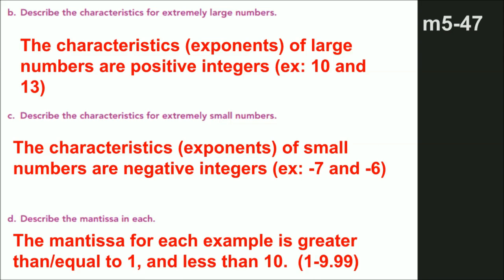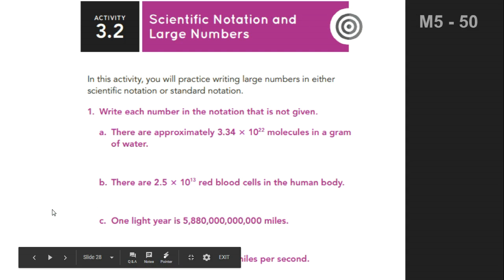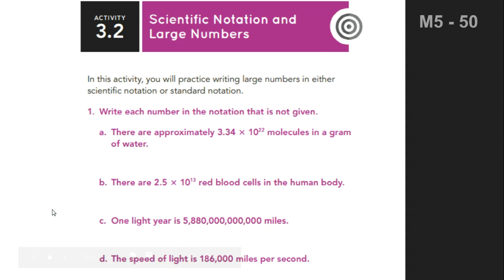So the next thing I need you to do is we're going to skip a little bit ahead, and you're going to skip to page M550. So I'm going to meet you over at page M550, and it's activity 3-2, scientific notation in large numbers. So now, instead of just using our calculator to do all of the work, we're going to break it down and we're going to actually see and do what the calculator is actually doing when we type things into it.